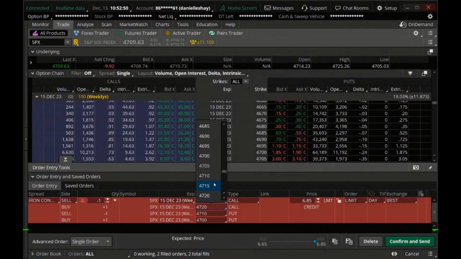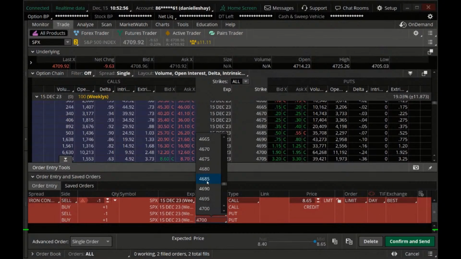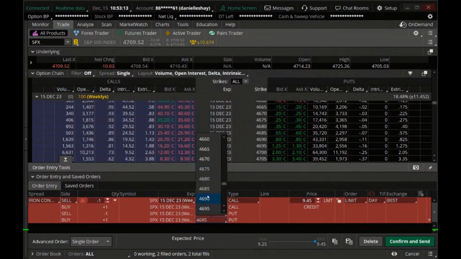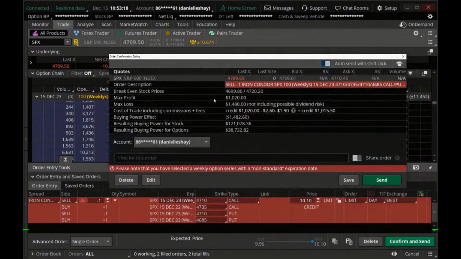The thing that I would definitely avoid is just making it super huge, because I don't really see any upside of doing that. If we did it like this, $10 credit, at this point your max loss is going to be a lot bigger than your profit. So if you make the range wider, your credit's only going to go up incrementally, and then your max loss is just going to get bigger and bigger.